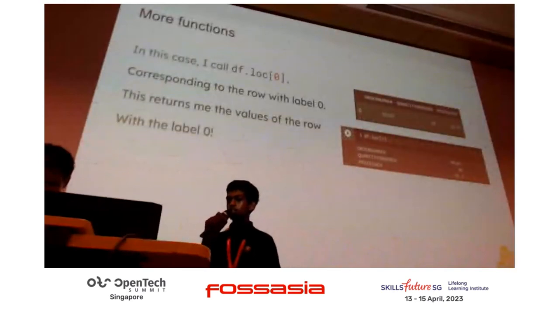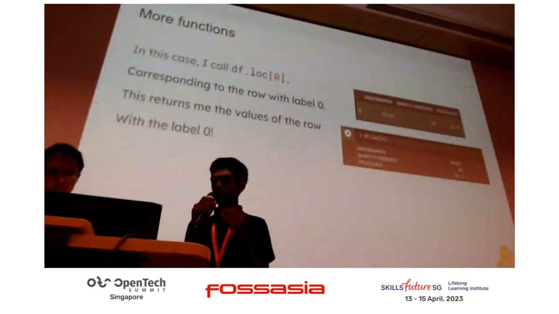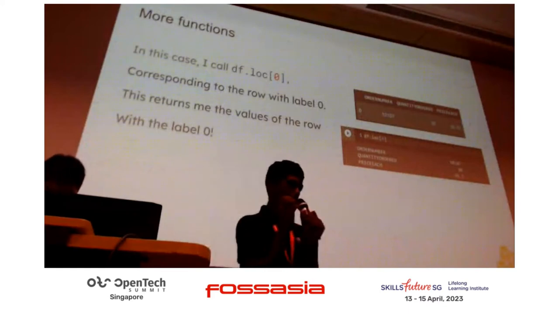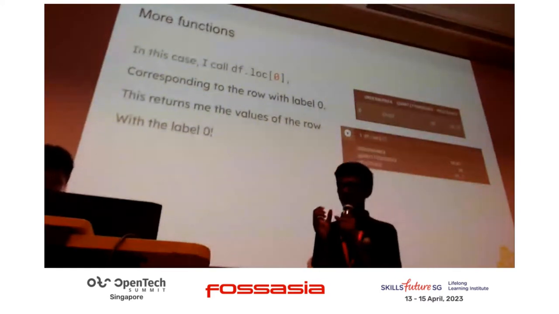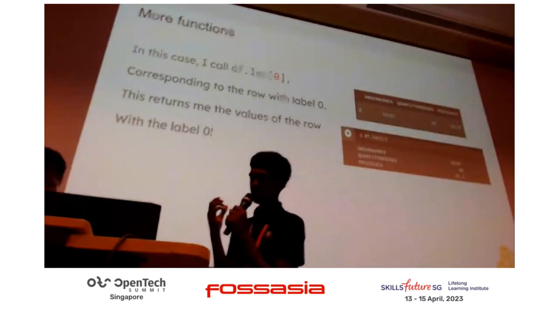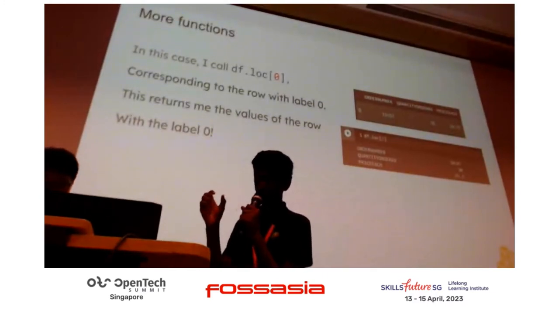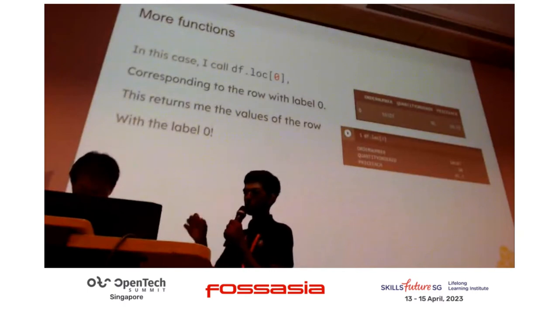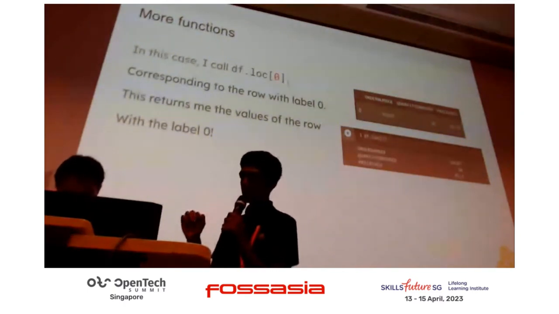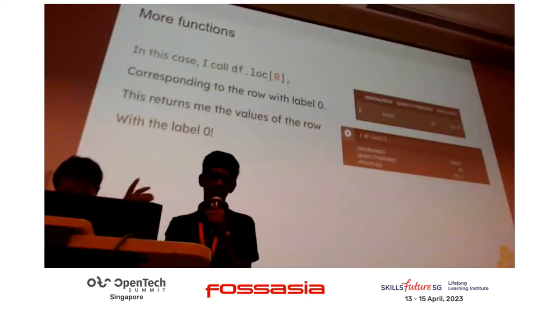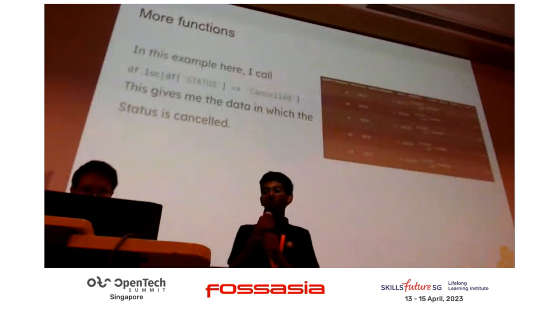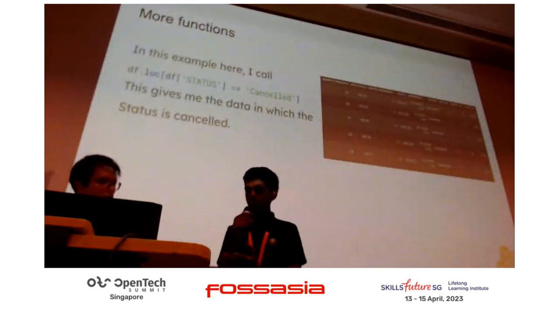Okay. Alright, so in this case, you call df.loc[0], right? And what this does is that it basically outputs the corresponding row with the label 0. Okay. So it returns me with all the rows which have the label 0. You can see in the example on the right? Yeah. Okay, there are also more functions such as df.loc, like I mentioned before.